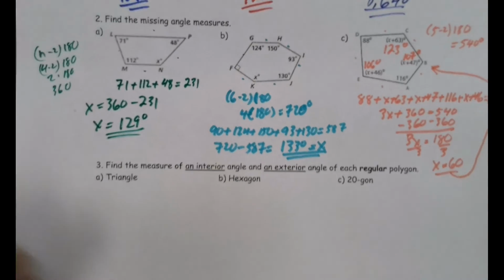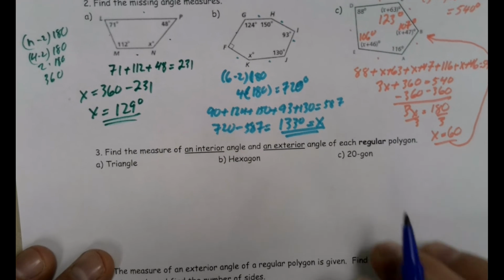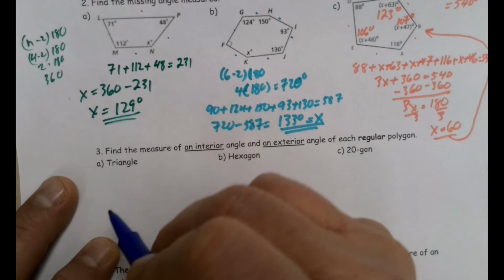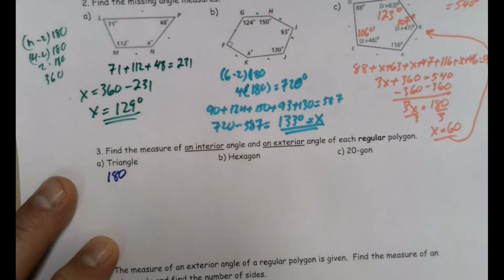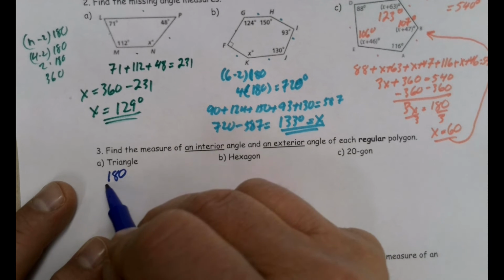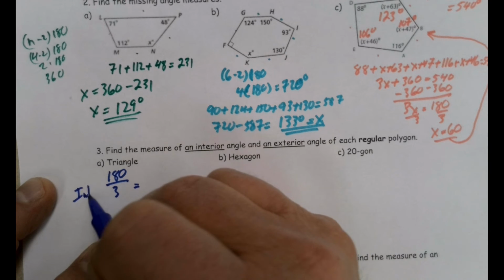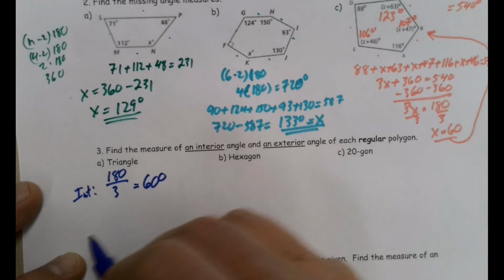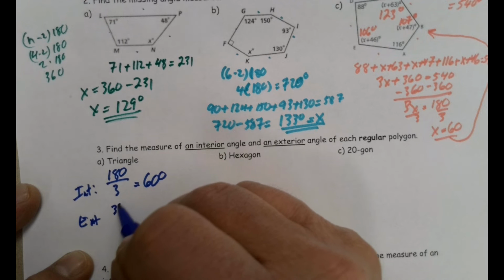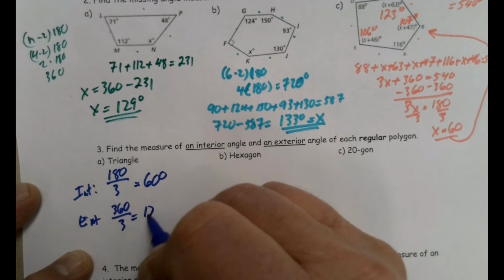All right. That says find the measure of an interior angle and an exterior angle of each regular polygon. Okay, triangle, you know it's 180 degrees. And it's regular, so equilateral, equiangular. Everything's congruent. 180 divided by 3 is, this is my interior angles, 60 degrees. Exterior, 360, all the way around, right? Divided by 3, 120 degrees.